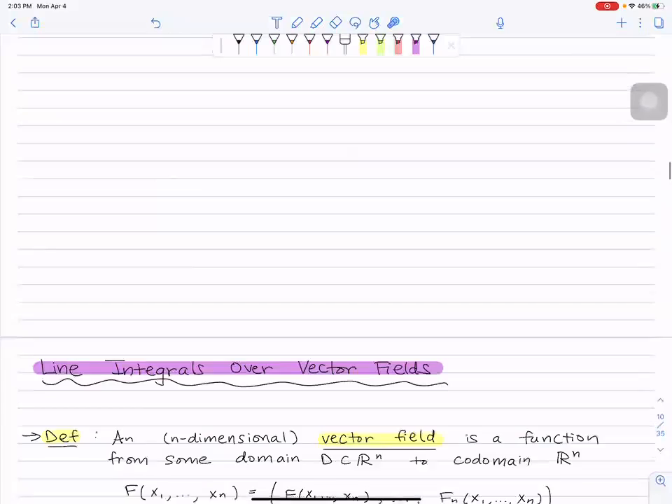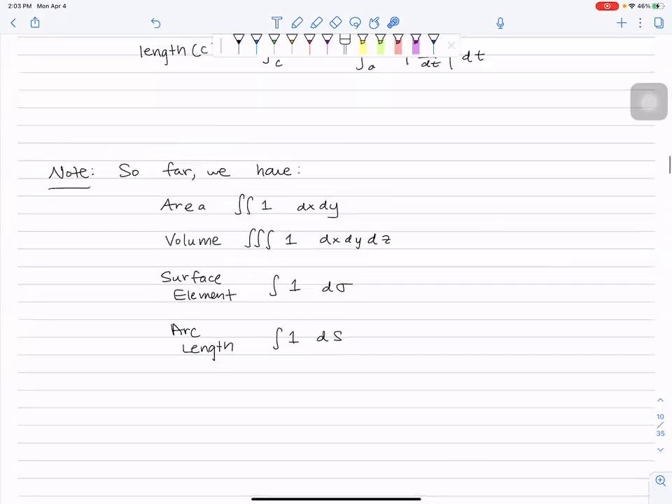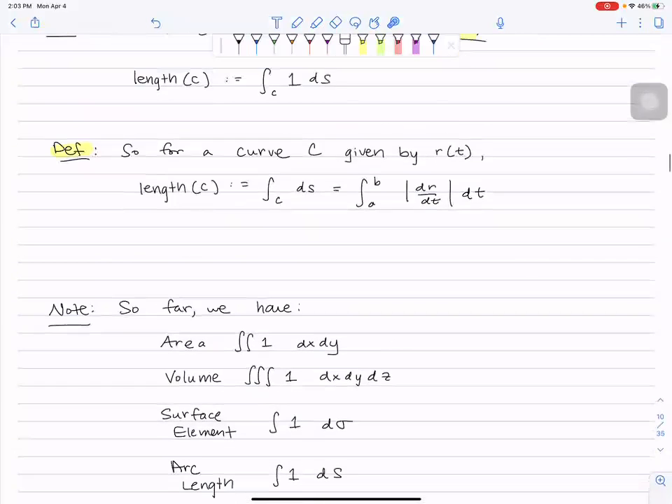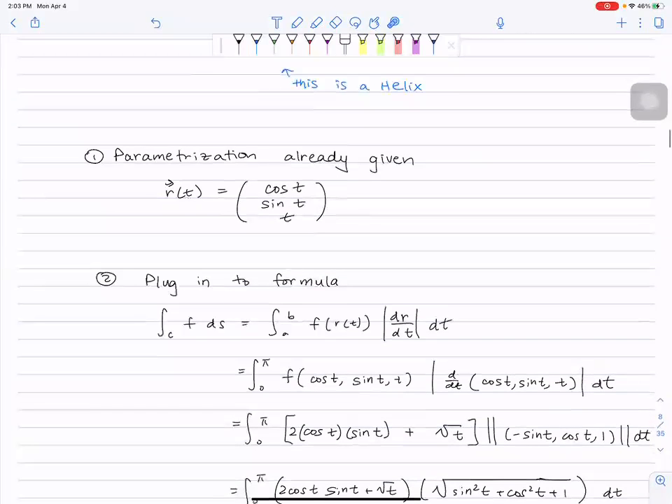Okay. Any questions before I move on to vector fields? Yes. What does ds mean? No, ds is like this formula. So you plug in the parameterization f and the magnitude of the derivative. This part is ds.